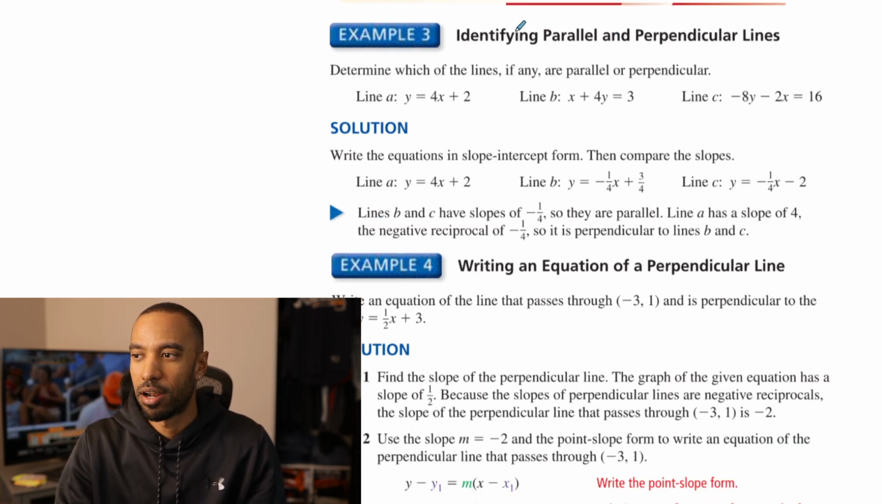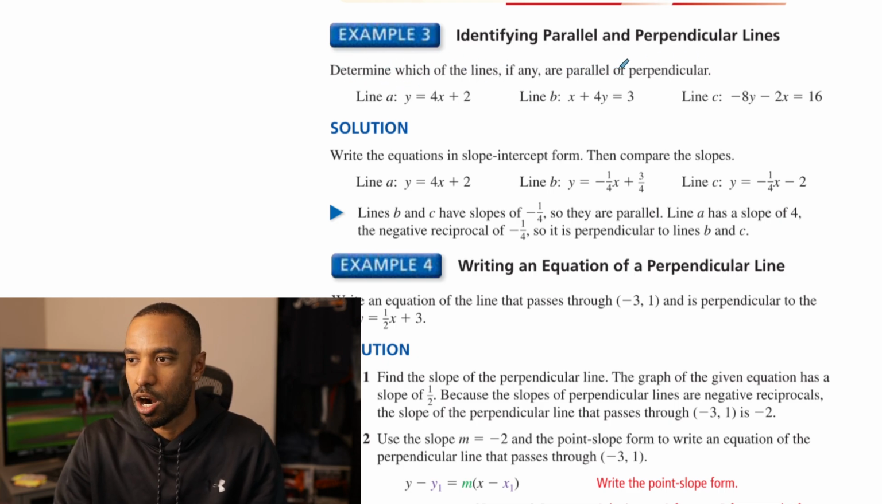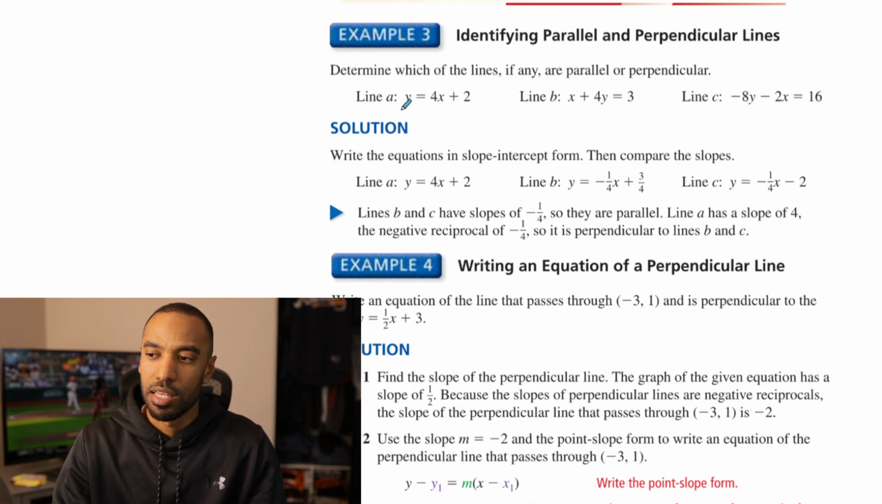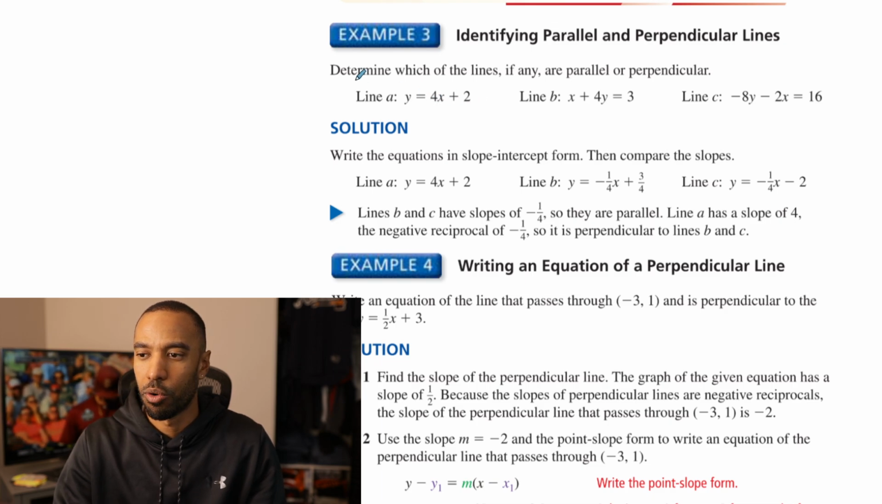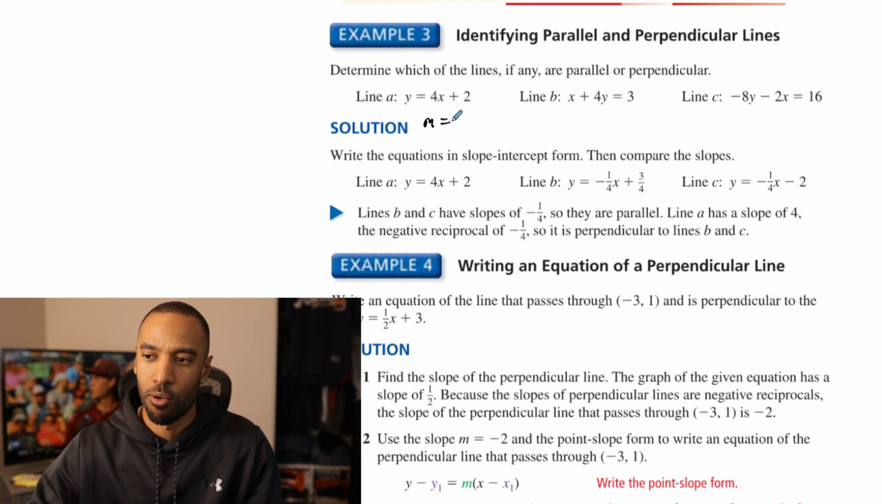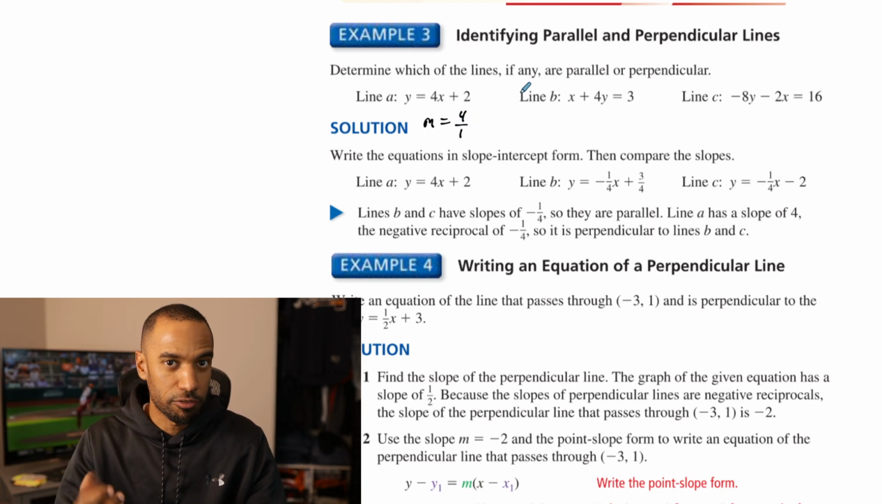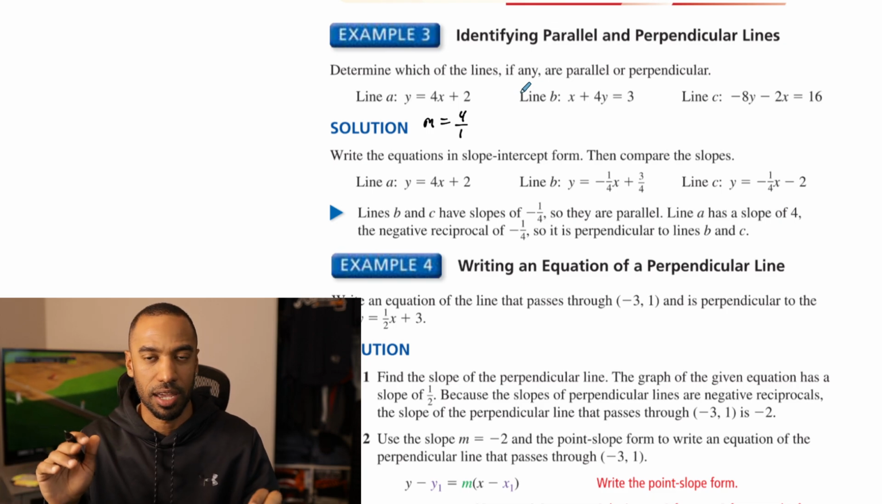All right, let's identify parallel and perpendicular lines. Let's see this example. Determine which of the lines, if any, are parallel or perpendicular. No graph. This time they just give you equations. This equation is in slope-intercept form, y equals 4x plus 2. Therefore, we should know that this has a slope of 4. Now, you might want to write it as a fraction, 4 over 1, to remind yourself of when you flip it, what happens, and when you compare to others, that kind of thing.